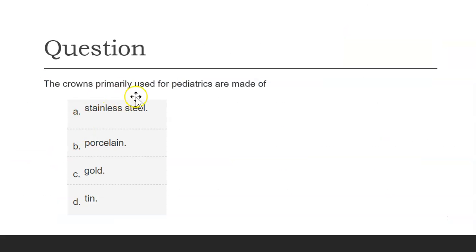The crowns primarily used for pediatrics, so children, are made of stainless steel, porcelain, gold, or tin. Stainless steel is correct. Stainless steels are cost effective, so it's cheap, it lasts long, and it does the job to restore primary teeth, especially when extensive, when you have lots of decay, big decay. So this is a great option.